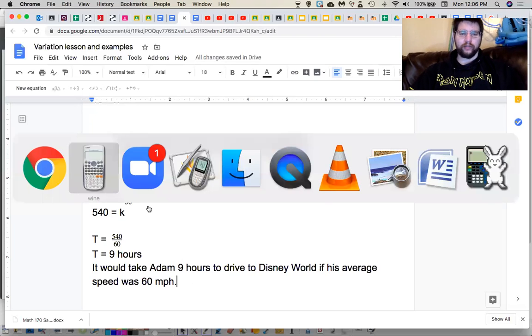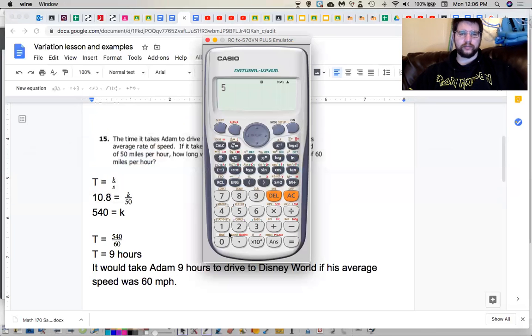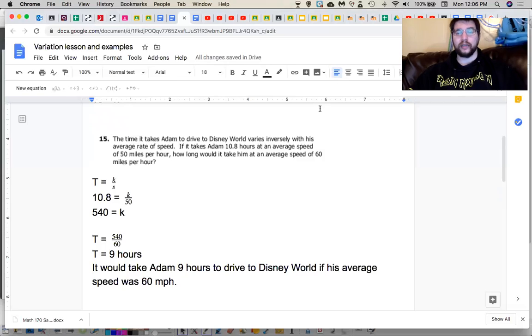And if you don't believe me, 540 divided by 60 is 9. Okay, I didn't make a simple arithmetic error.